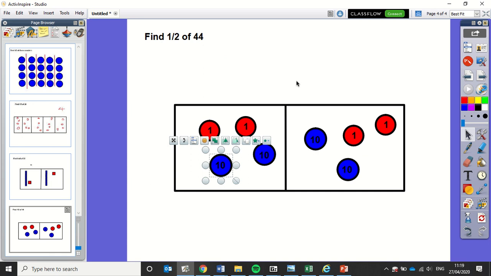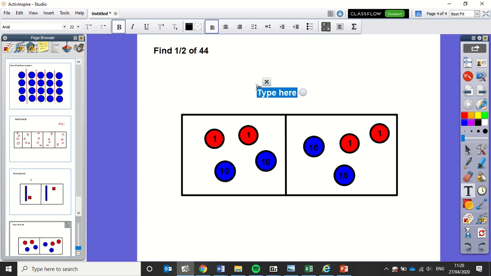There we have it once again. Split equally. I've got no more left that need to be put in. Let's see how many's in each group. I've got 10, 20, 21, 22. Just to double check my answer, let's see if the other box has got the same. 10, 20, 21, 22. So I have 22. Half of 44, therefore, is 22.